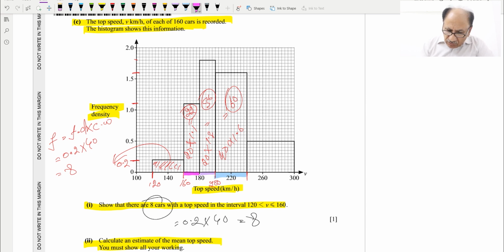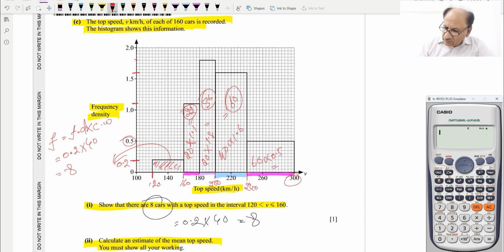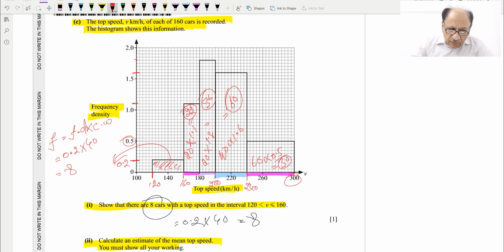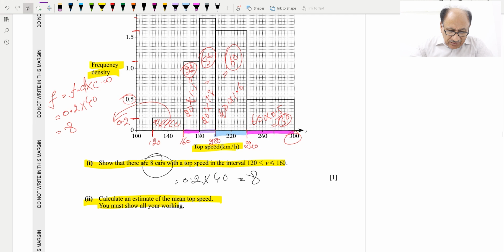And the last one, this bar is from 240 to 300. So this will be 60 multiplied by the height of the bar, which is up to 0.5, and this will be 60 multiplied by 0.5 is equal to 30. So this is 30. Now we got all the frequencies, and frequency multiplied by this mid-range. We'll be taking mid-range also.